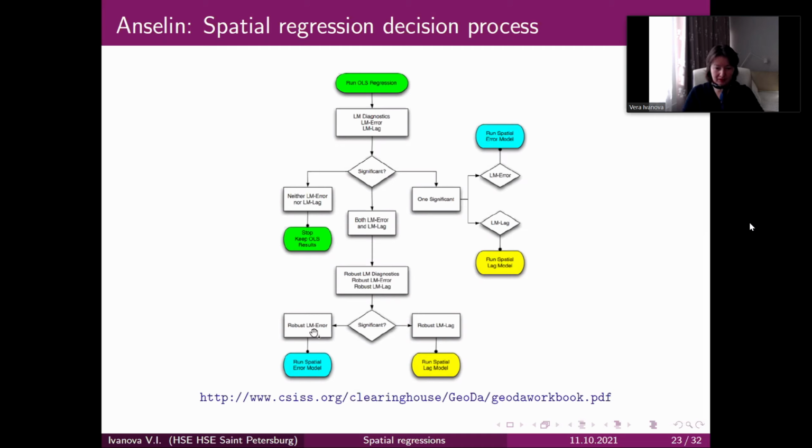And we consider robust LM error and robust LM lag. If the first one is significant, then we choose the spatial error model. If the second one is significant, then the spatial lag model. If they are both significant, then we have to look at the p-value. So this is a formal way to choose a spatial regression model.